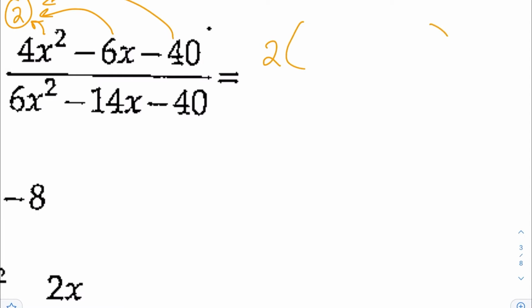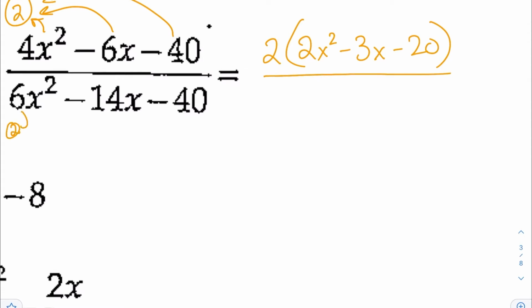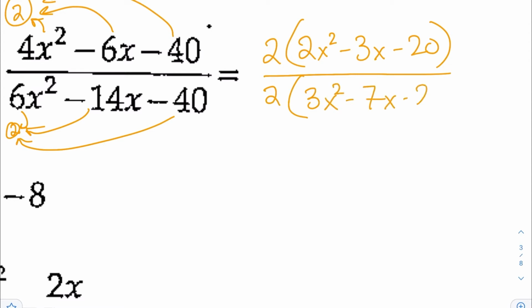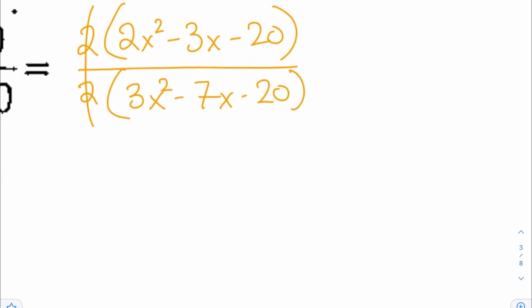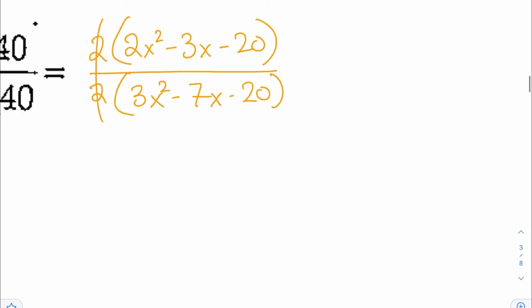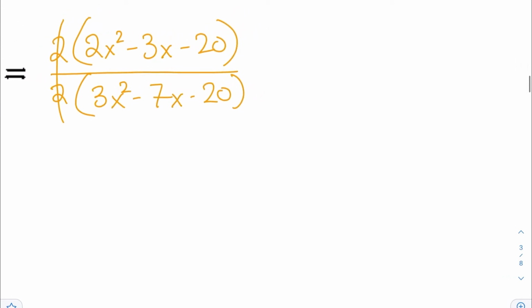That'll give you 2 times parentheses, 2x squared minus 3x minus 20. And from the denominator, you can also take out a factor of 2. So that'll be 2 times parentheses, 3x squared minus 7x minus 20 as well. So the 2's will cancel out, and the numbers just got a little smaller, which is a lot better. Now, you have to factor this. There's no way that you can divide them part by part or separately or anything.